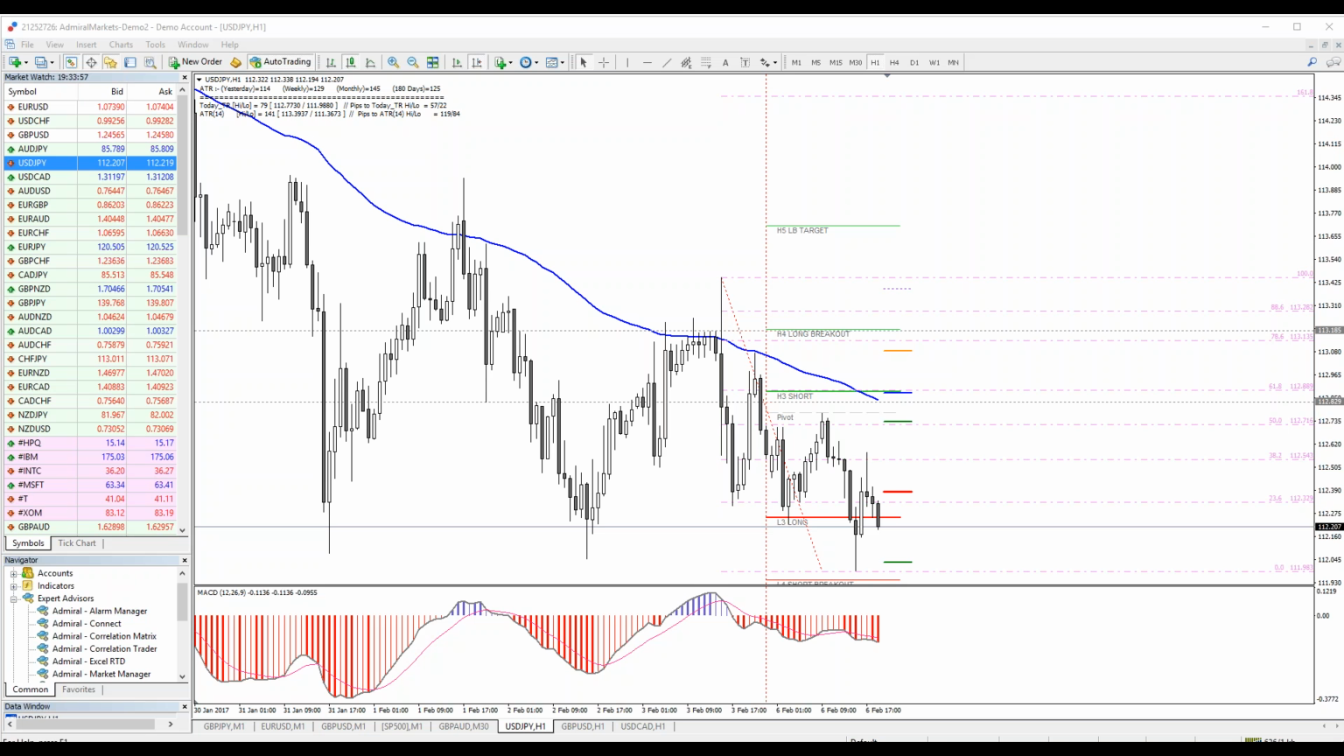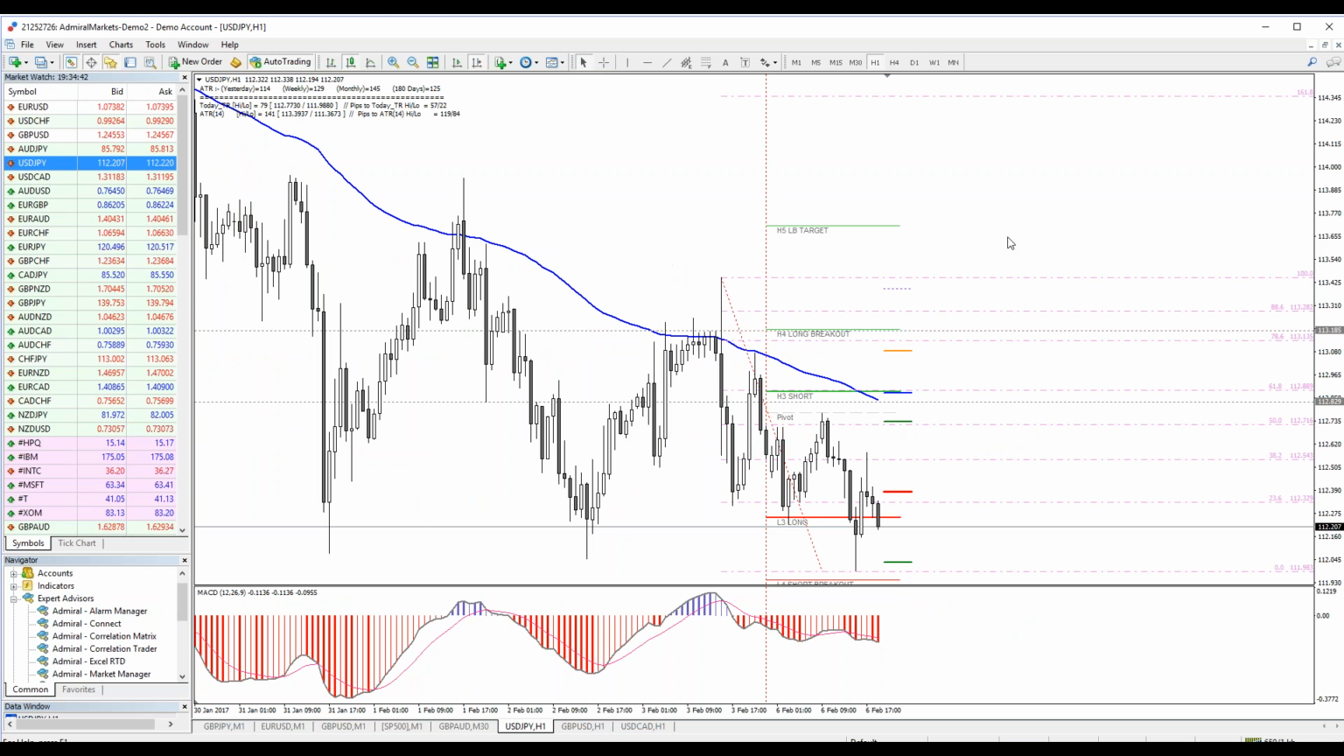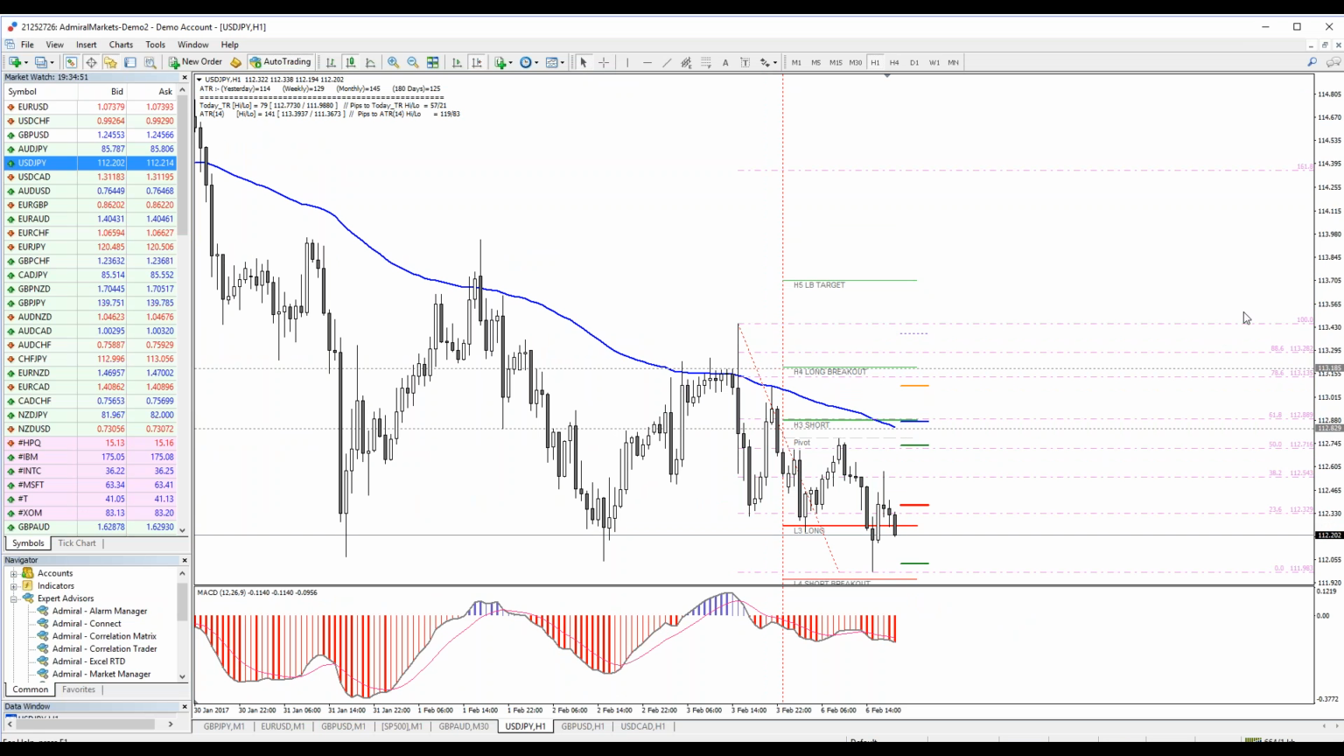Okay, now, guys, you see there is a lot of different stuff here. So that is a sell position, but if it breaks the stop loss, it could go into a breakout buy position. So 113.55 is a buy position. Very clear for me that if the price breaks 113.55, it could go long, it could go up towards 114.00 and 114.50. So this is important. If it breaks, it should go up.